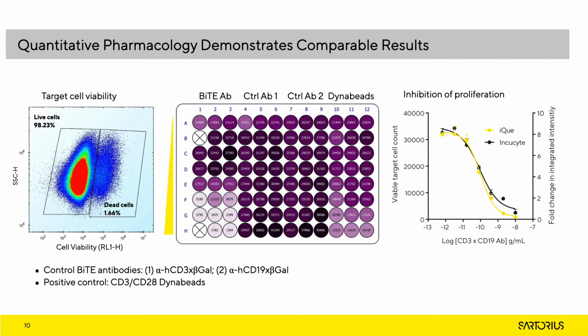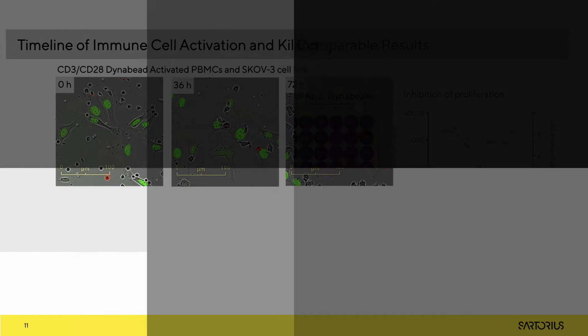This iQue data was then used to construct a CRC to describe inhibition of proliferation. When this curve is compared to the Incucyte analysis of the same experiment, again looking at target cell numbers, the curves overlay and give highly comparable pIC50 values. This again shows the two instruments are sensitive to the same types of biological changes, which is important when using them to provide complementary data.